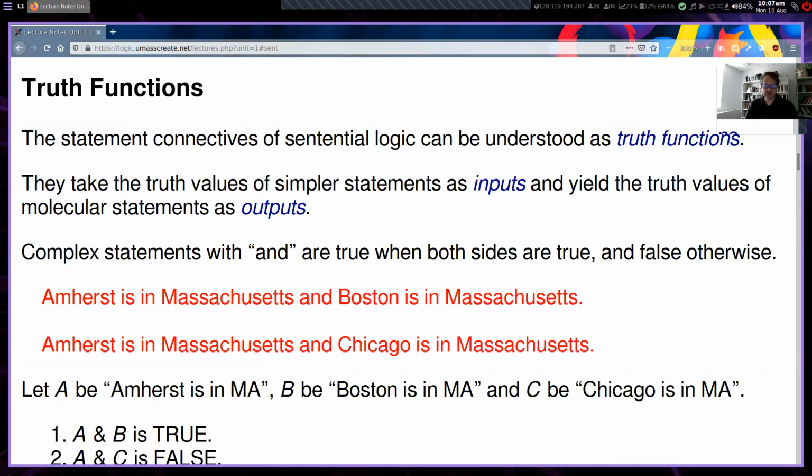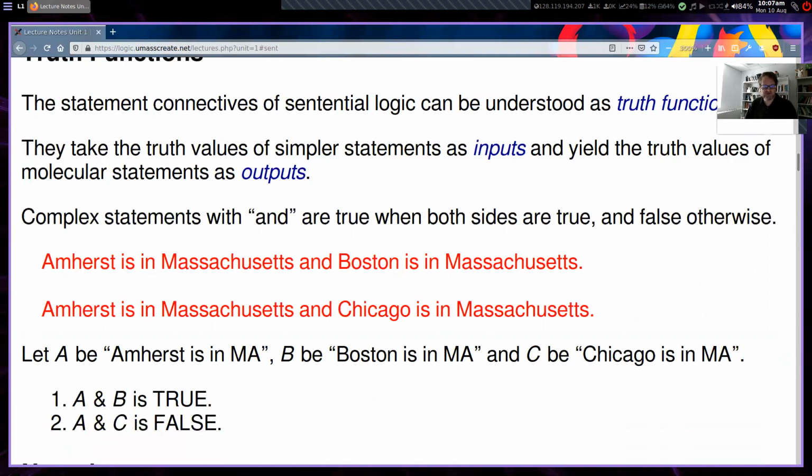So suppose that we are dealing with an and statement. Amherst is in Massachusetts and Boston is in Massachusetts. If both of those are true, which they are, you can think of the two inputs going into the function as both true. When the two inputs that go into the function that and represents are both true, the output is also true. The and statement, the entire complex statement, is also true when both of the two sides are true. But when one of the two sides is false, like when I say Amherst is in Massachusetts and Chicago is in Massachusetts, the output is false.